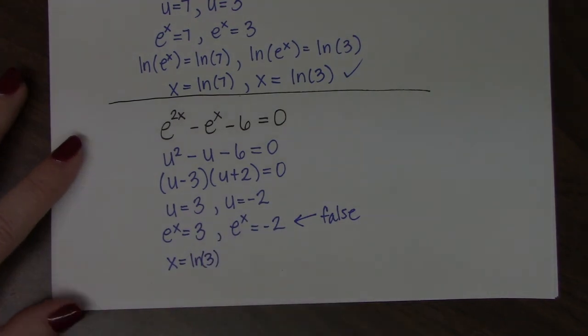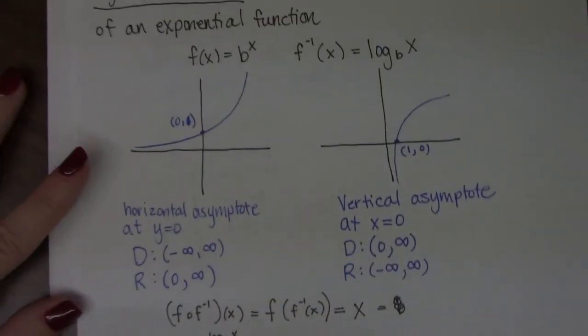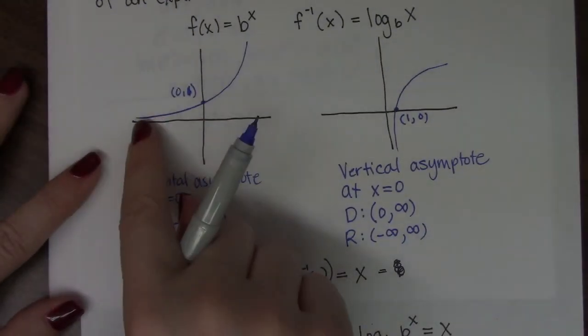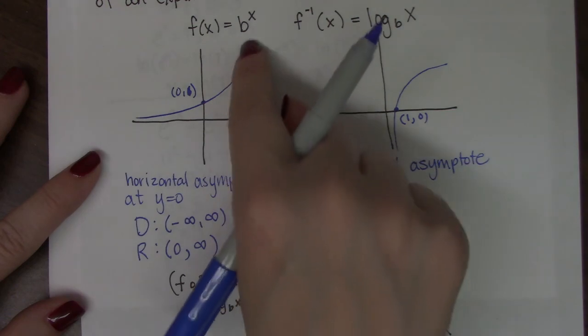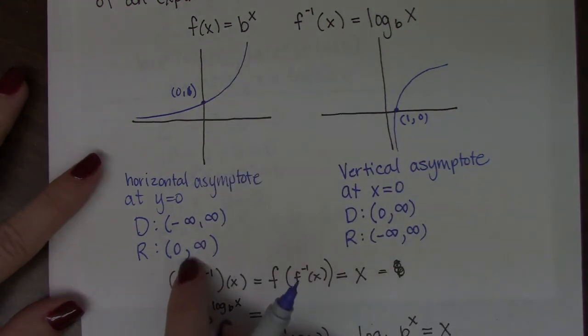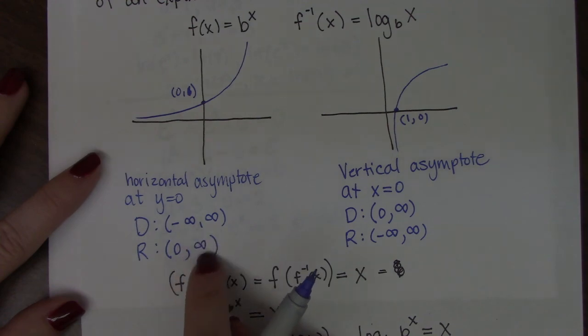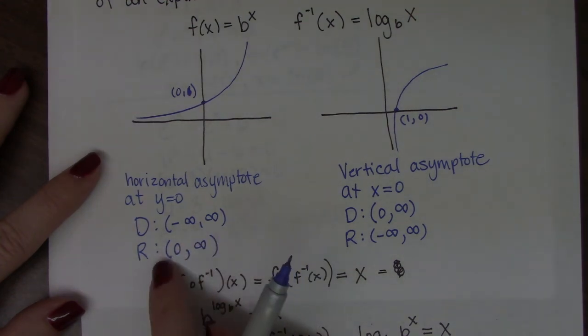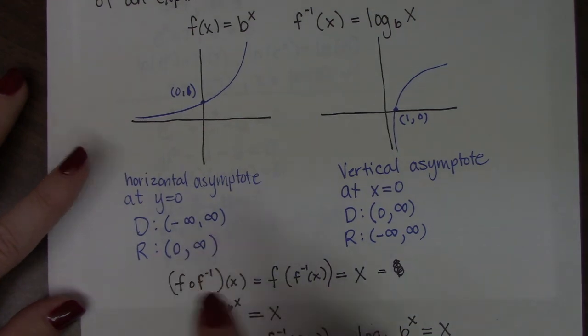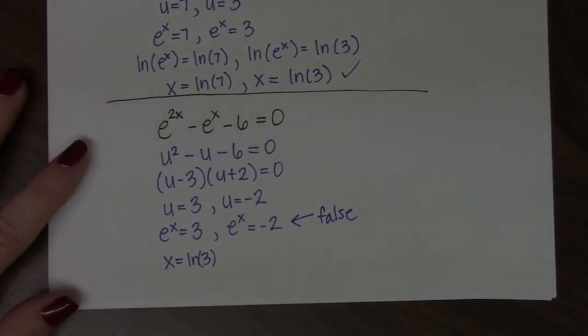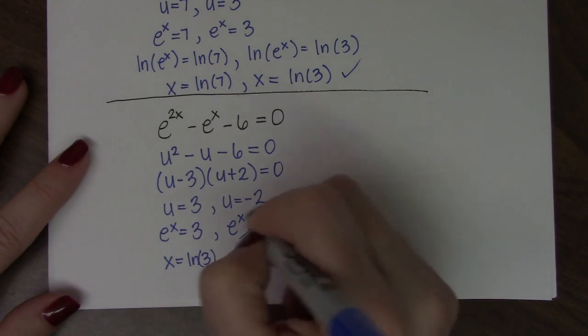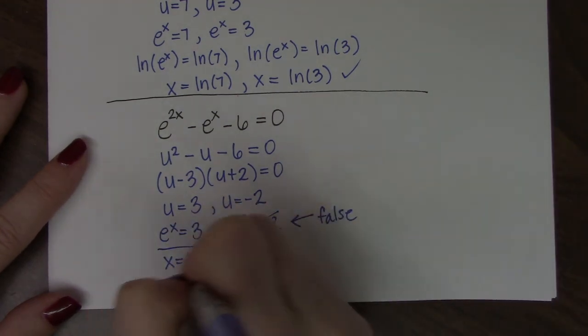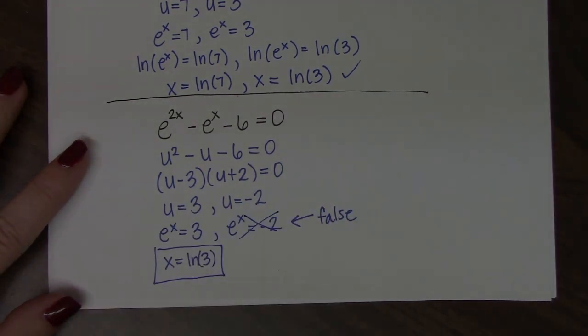This is false because e to the x can never be a negative number. And if you go back and look at the graph of an exponential, e to the x, the graph's going to look like this. And look at the range. The range is only 0, not included, to positive infinity. So there is no way e to the x can equal negative 2 because it's not in the range of the function. So we would actually throw out this solution, and this quadratic would only have one solution.